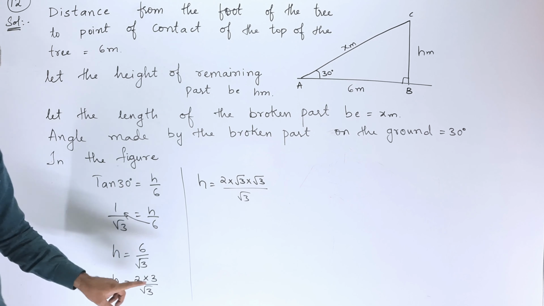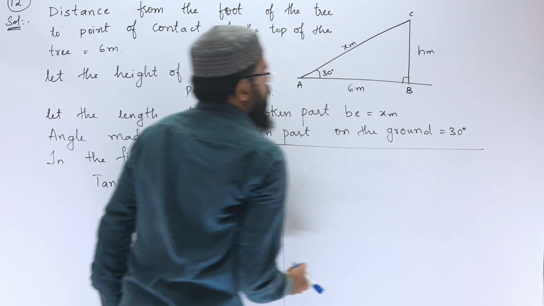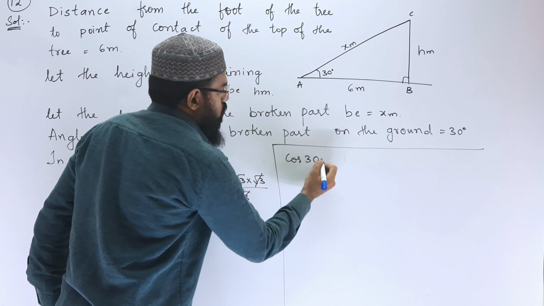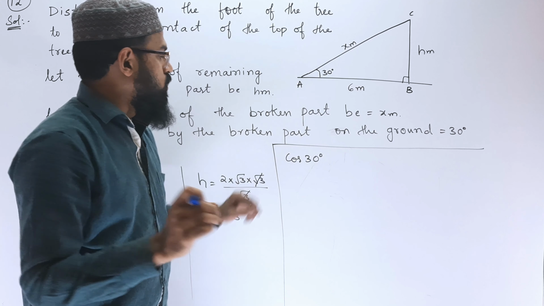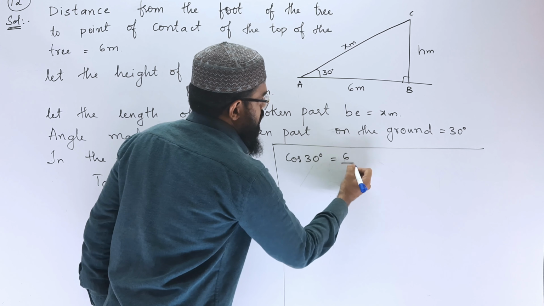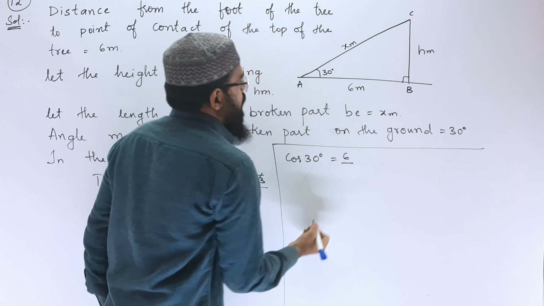Next, cos 30. We will write cos 30 degrees. Why? Because this one is adjacent by hypotenuse. Adjacent by hypotenuse can be seen only in the cos ratio. So let us write cos 30 is equals to adjacent is 6 by hypotenuse is x. Cos 30 is root 3 by 2 is equals to 6 by x.